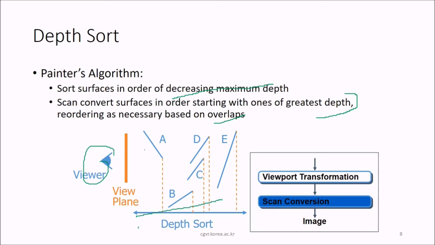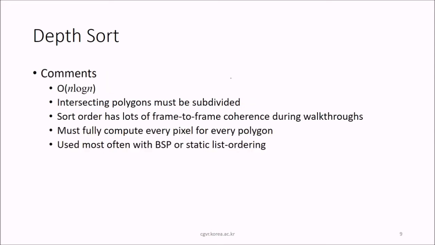This is A1. A is having the sorting. You can say that this will come first in the sorting, and this will come last. So this is the depth sorting using the paint algorithm. We sort these surfaces in order of decreasing maximum depth.